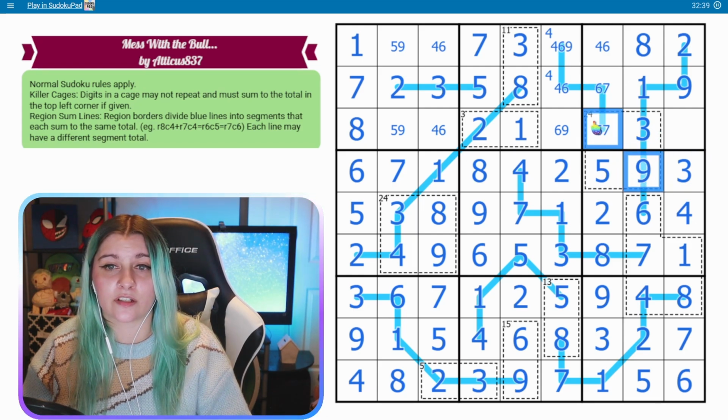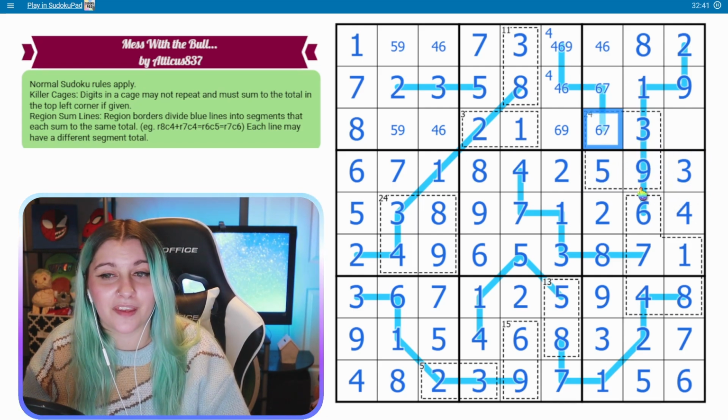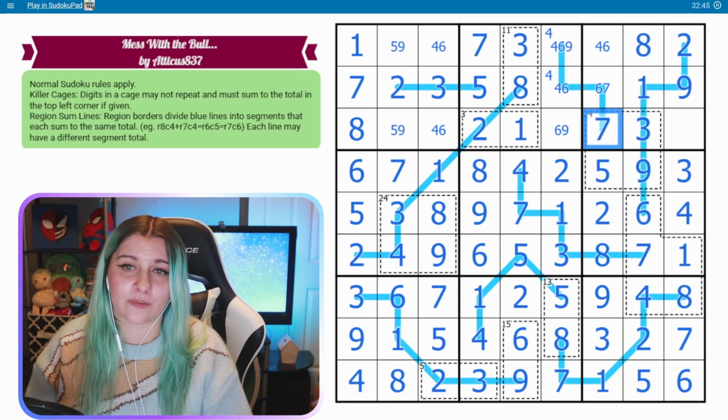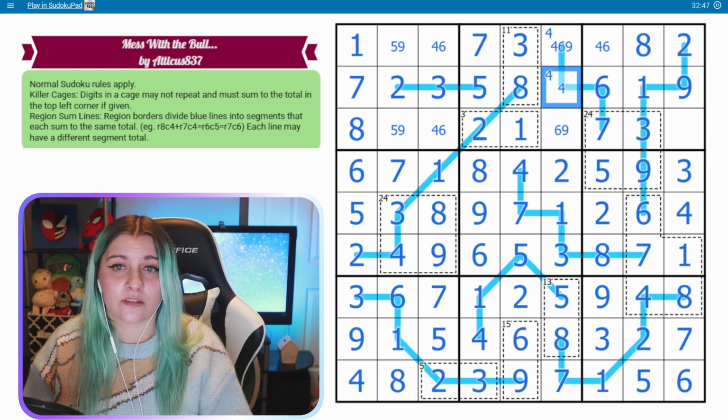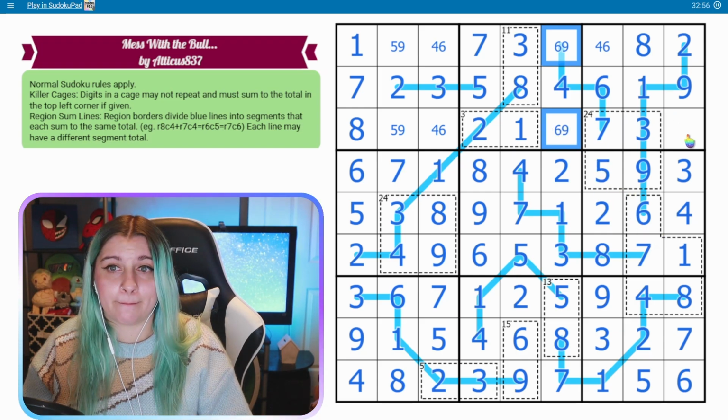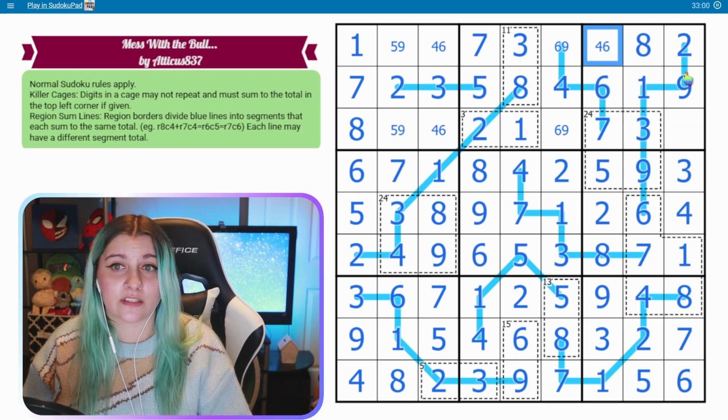Oh, well, I could just look at this cage that I covered up the total for. 9 plus 5 is 14, plus 3 is 17. So to get 24, this has to be a 7, and this has to be a 6. So this won't be a 6. This will be a 4. This also won't be a 4. So now I have a 6, 9 for the column. This is also a 4, 6 for the region. Nope, this is a 4.